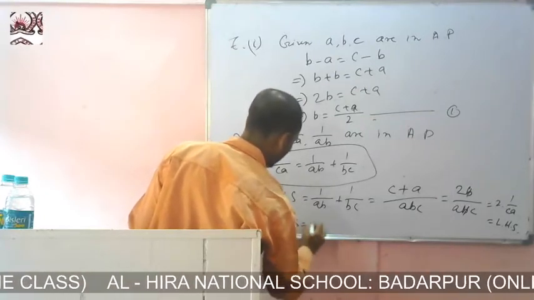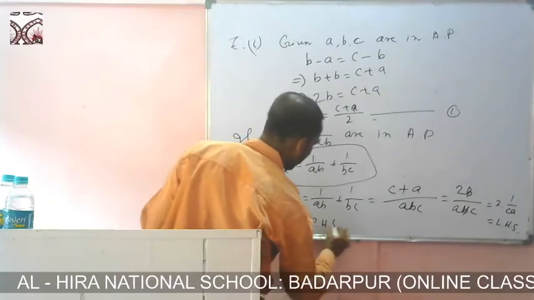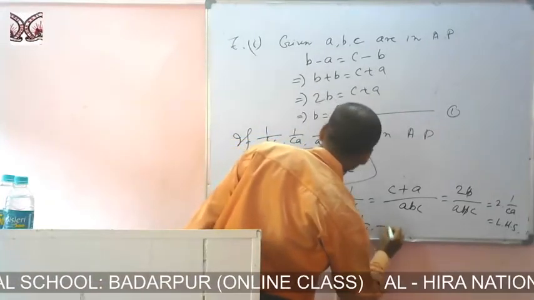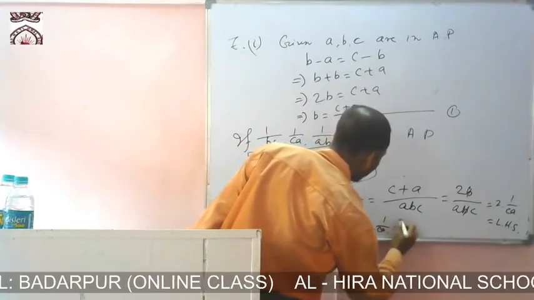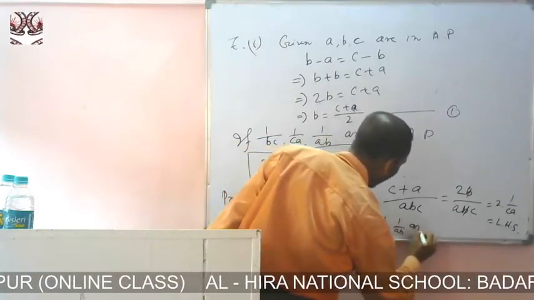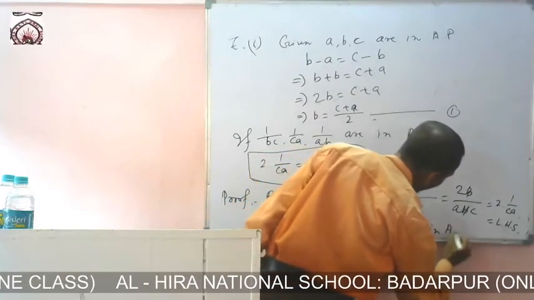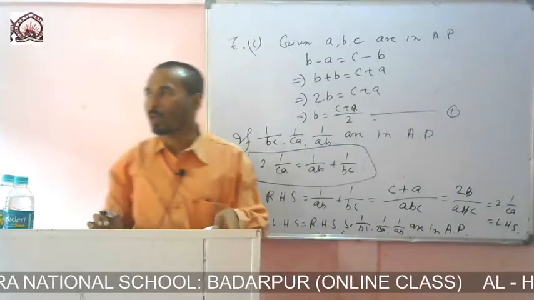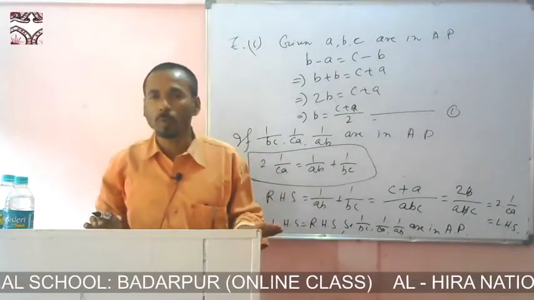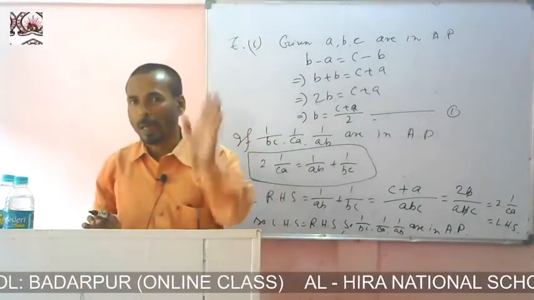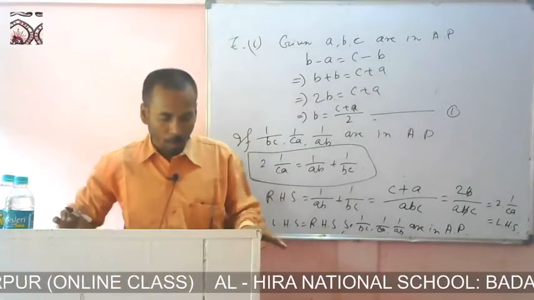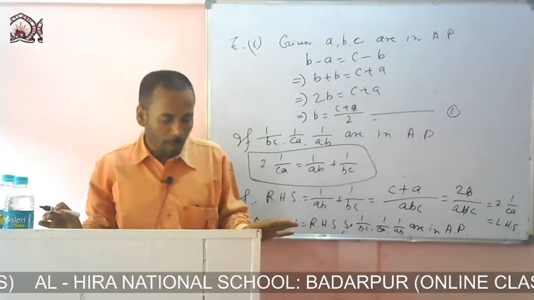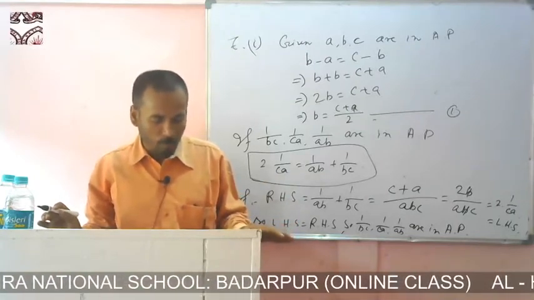LHS is equal to RHS. So 1 by BC, 1 by CA and 1 by AB are in AP. For that condition we apply the concept that twice the middle term will be equal to the sum of the last term and first term. Applying that concept, you can do the rest.